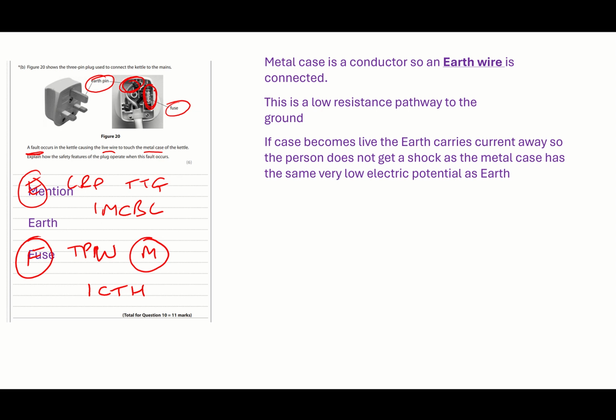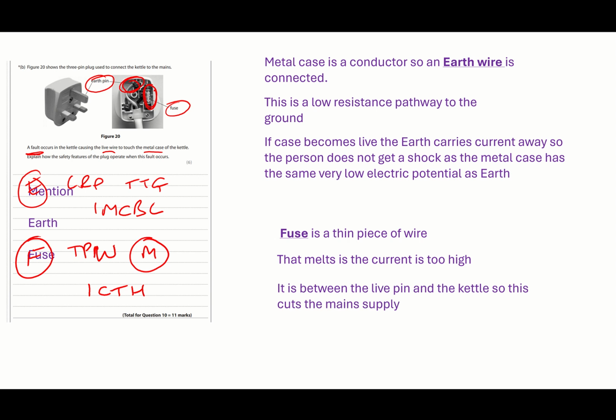Now we're going to talk about the fuse. So it's a thin piece of wire, melts if the current is too high, and it's between the live pin and the kettle. So we can see it goes into the live pin there. So this cuts off the main supply, so there's no possibility of getting a shock if the right fuse is fitted. And that, I believe, is that. It certainly is.